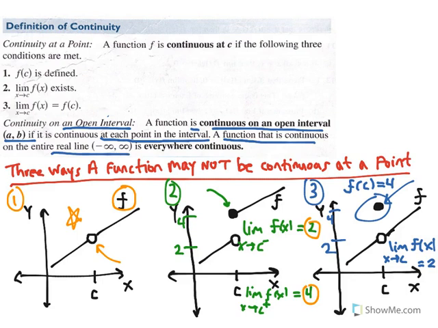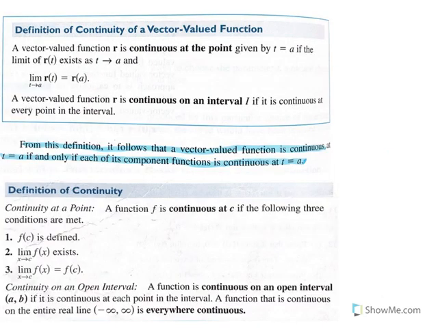So now let's compare the definition of continuity from calculus AB to the definition of continuity for a vector-valued function. When we make the comparison, the observation you should make is the following. Look at the definition of continuity of a vector-valued function. A vector-valued function r is continuous at the point given by t is equal to a if the limit of the vector-valued function exists as t approaches a, and that limit is equal to the value of the vector-valued function evaluated at a.